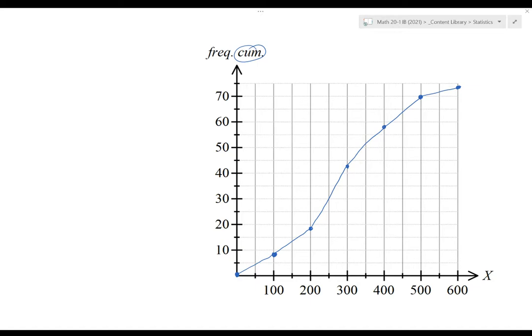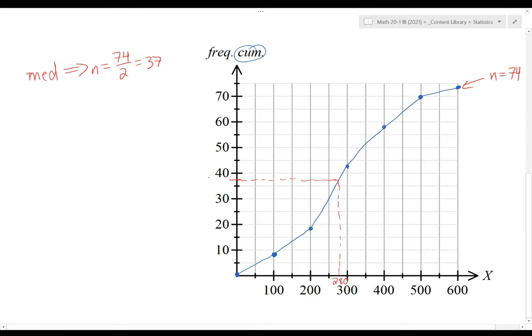So what I would then say is I have a total of 74 values. So the final number here was 74. So if I have 74 values, the median is going to be found when n is 74 over 2. So in other words, 37. So if I go to 37 and I figure out where that is at roughly 280-ish, let's say. And that we can call the median. So let's say the median is about 280, which is pretty close to what our mean was.